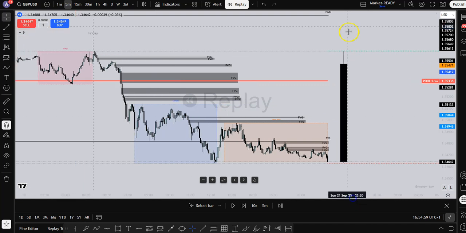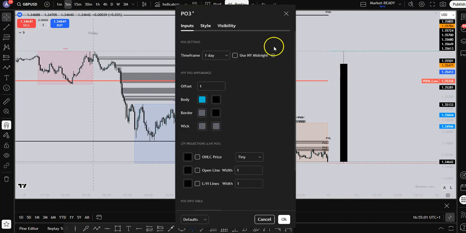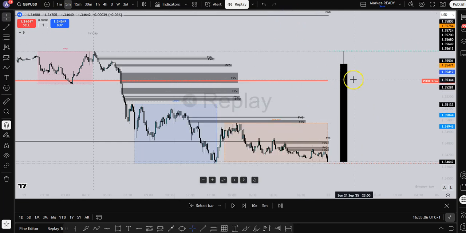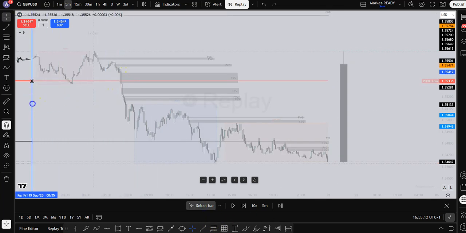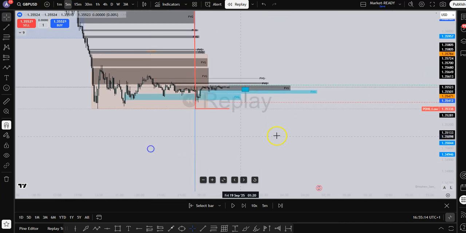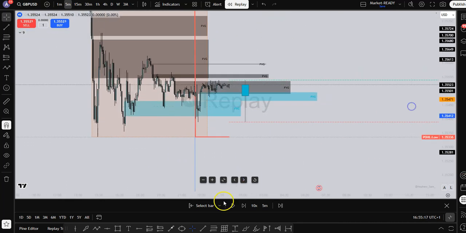For those who are interested in this indicator, it's called Power of Three, and you can have on the right side the daily candle as it forms during the day. You can see here.